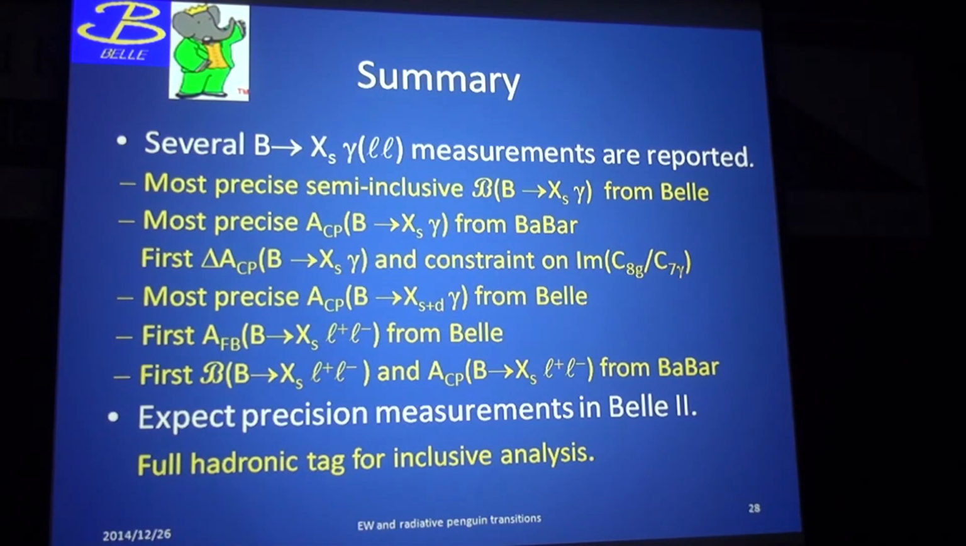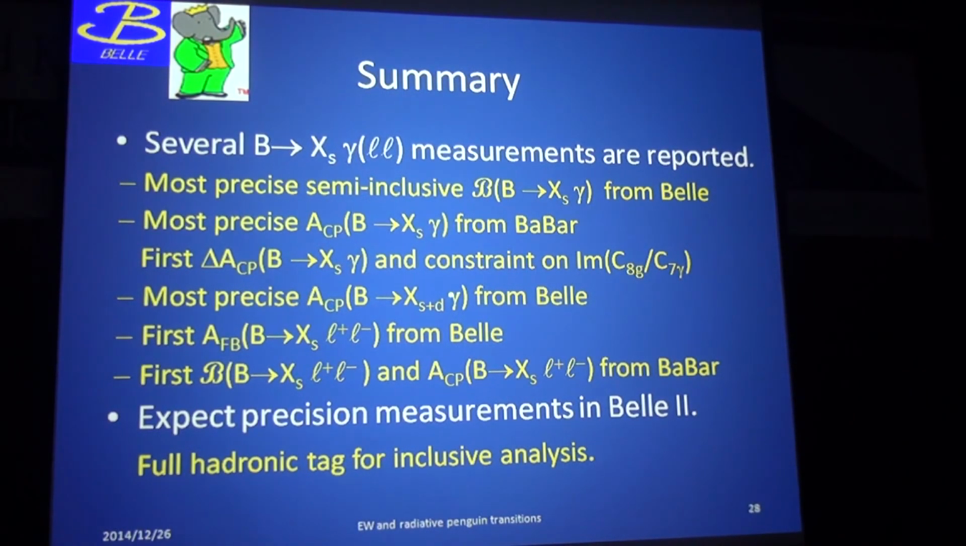Okay, I'll give you my summary. In 2014, several B to XS gamma and XS LL measurements were reported. The most precise measurement from Belle with this semi-inclusive approach was presented this summer. BaBar has reported the CP asymmetry on B to XS gamma, and so far this is the most precise measurement. Moreover, they also provide the difference of CP asymmetries in B to XS gamma, and made a constraint on the imaginary part of C8 over C7.